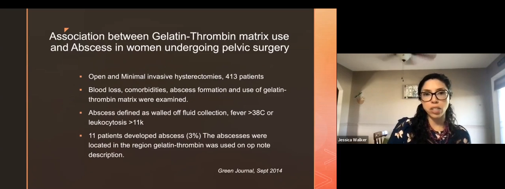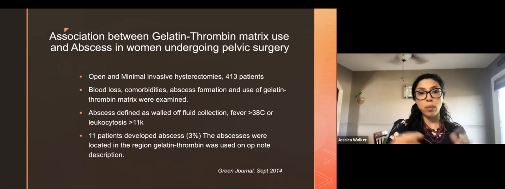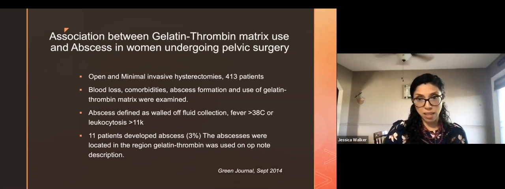One study that I did run into is this one, that these products are associated with increased risk of abscess formation in women that underwent pelvic surgery. I think this paper was published in 2014. The study included a total of 413 women. They divided them in two groups. One of them got the gelatin thrombin matrix, and the other one didn't. And they were just seeing who comes back with an abscess, basically. And they gave some criteria for how they identified the abscess.